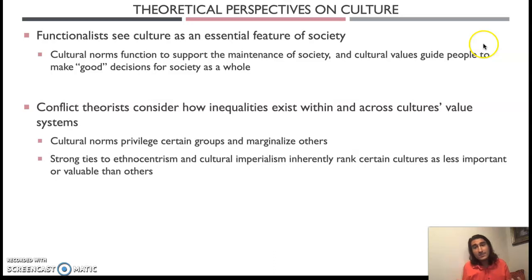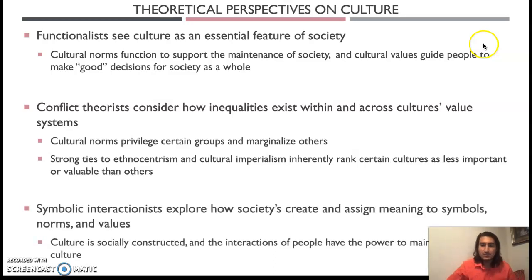Conflict theorists, however, consider how inequalities exist across and between cultural systems. Some cultural norms privilege certain groups and marginalize others. Strong ties to ethnocentrism and cultural imperialism can also inherently rank certain cultures as being less important or less valuable than others. And lastly, symbolic interactionists explore how societies create and assign meanings to symbols, norms, and values, and how those vary across different cultures. So symbolic interactionists would argue that culture is socially constructed and that the interactions people have have the power to maintain or change cultures across time and place.